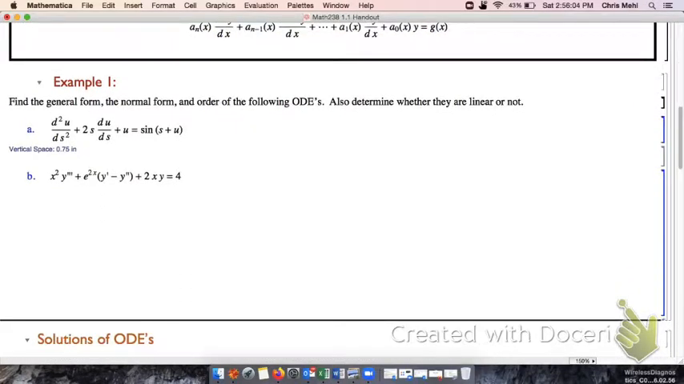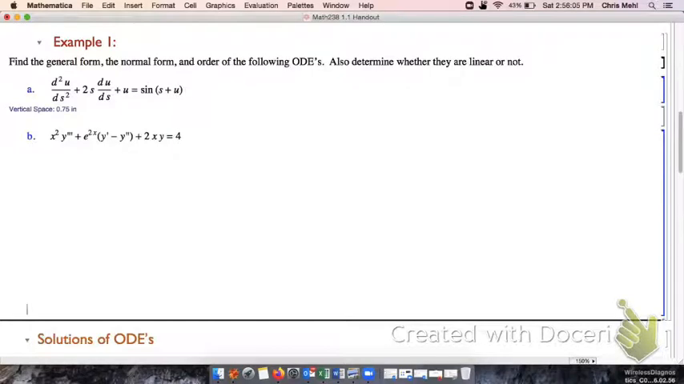Okay, so example 1: I want to classify these differential equations. I want to find the normal form, the general form, and the order, and I also want to determine whether or not these differential equations are linear.